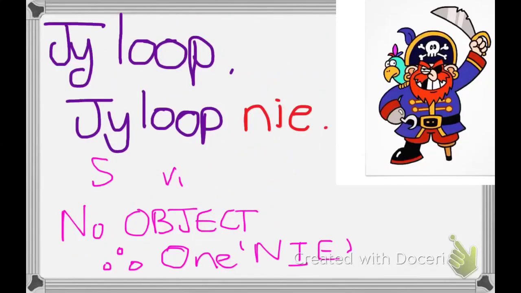This is what I like to call the pirate sentence. It's something really simple like jy loop. It doesn't have an object, so when you turn it to a negative, it only gets one nie. Jy loop nie. I'm calling it a pirate sentence because it only has one knee. Like a normal human has two knees, because a pirate has a peg leg, it only has one knee. So don't forget, when there's no object, a sentence only gets one knee.